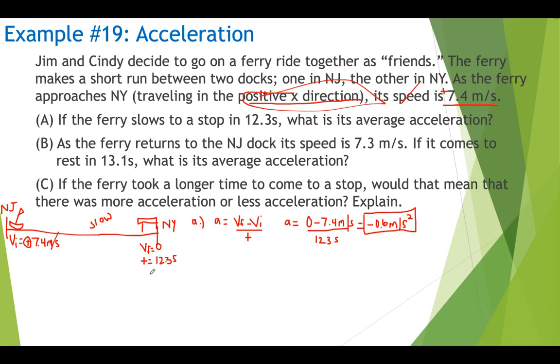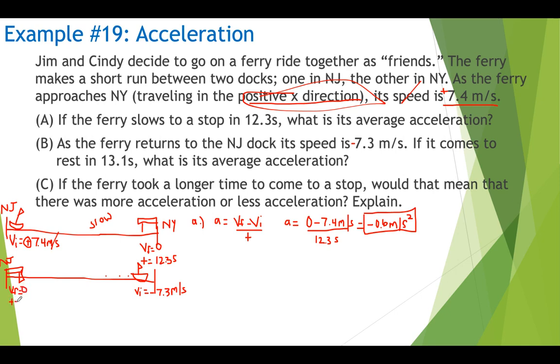Okay, so for part B, we're starting in New York and we're heading back to New Jersey. So this time, the dock is all the way here in Jersey, and our ferry is going to start in New York and move in the negative direction. So our initial velocity, because we are moving backwards, is negative. V initial should be negative 7.3 meters per second. The ferry will slow to a stop, so final velocity when it reaches Jersey will be 0.